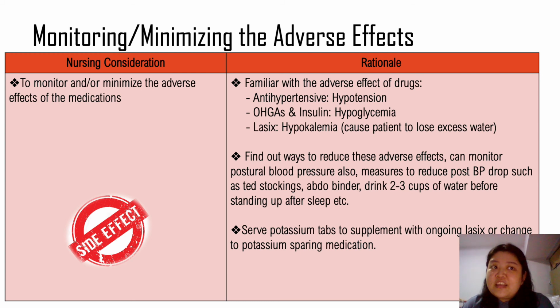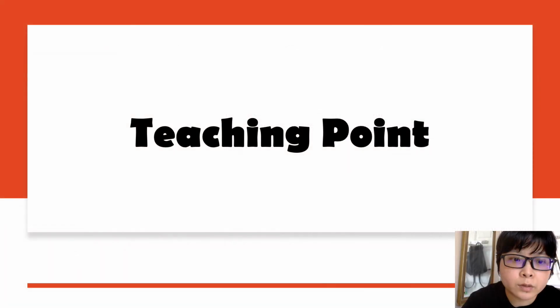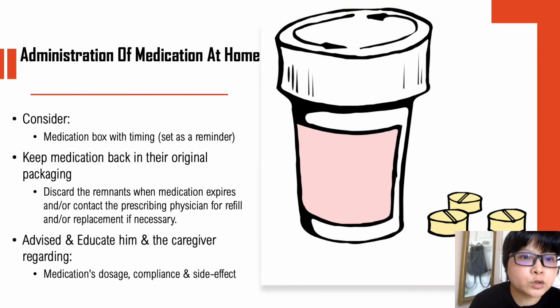Thank you. I will start the teaching points. Administration of medication at home: consider a medication box with a timer set as a reminder. Keep medication in the original packaging. Discard the remnants when a medication expires, and contact the prescribing physician for review or replacement if necessary. Advise and educate him and the caregiver regarding medication dosage, compliance, and the side effects.